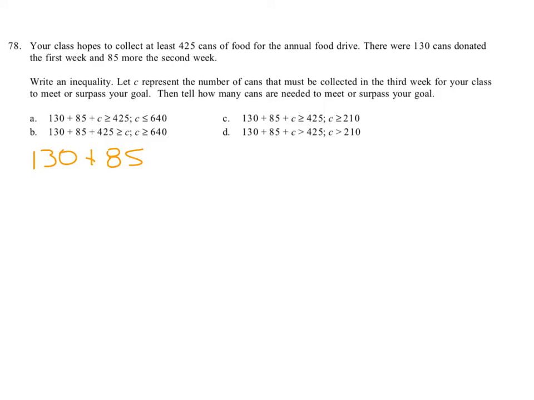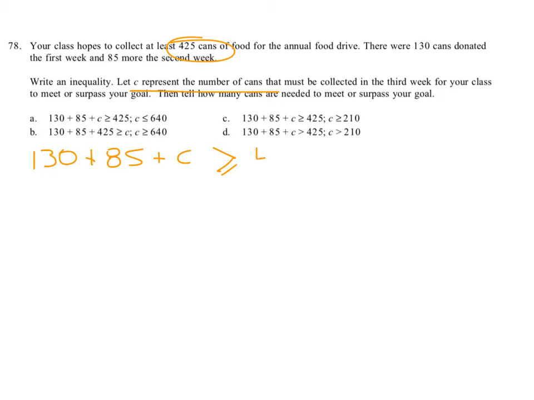Okay? Plus, whatever they get in the third week, C represents the number of cans. We get some C, number of cans in the third week. And that amount, when we add the number of cans together from the first and second and the third week, we want it at the end of our food drive to be bigger than or equal to our goal. It's got to be at least 425.